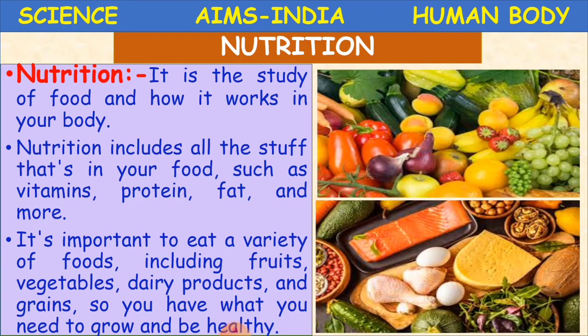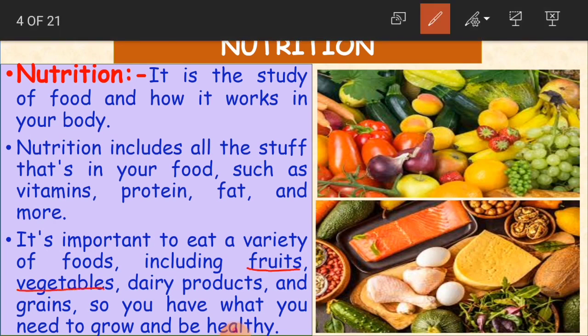It's important to eat a variety of foods, including fruits, vegetables, dairy products, and grains, so you have what you need to grow and to be healthy. So everybody asks us, even our parents, our teachers, everyone near and dear, to take good food. Nutrient food means eat every type of food, which includes fruits, vegetables, dairy products. In dairy products, what do we get, children? We get milk, meat, eggs. And grains means all millets, like rice, wheat, ragi, jowar, all those are grains.